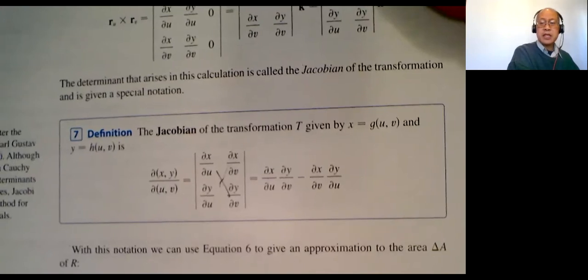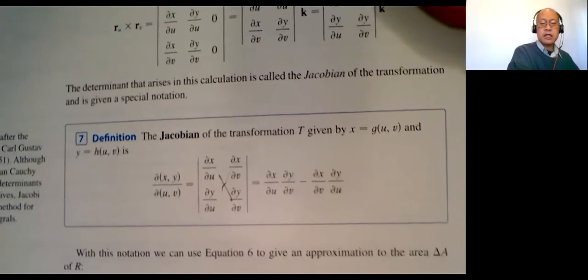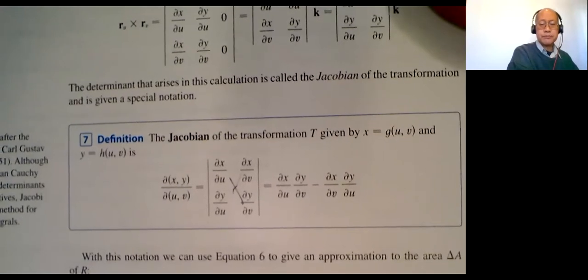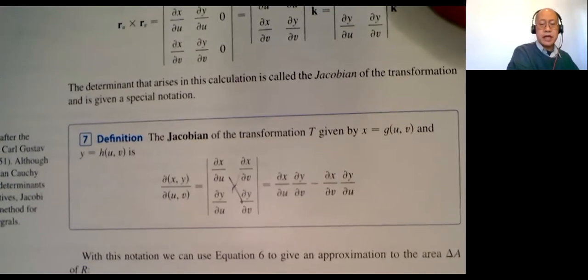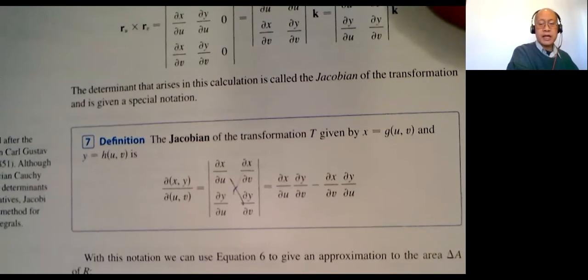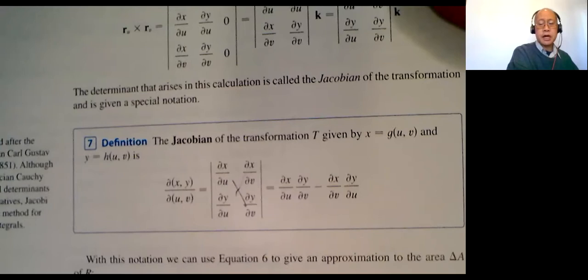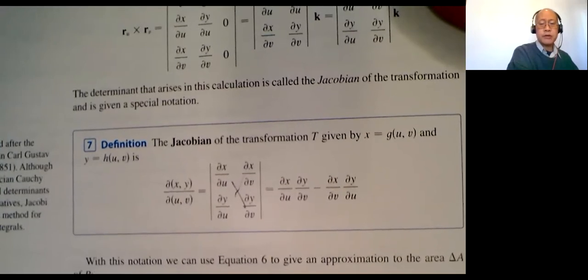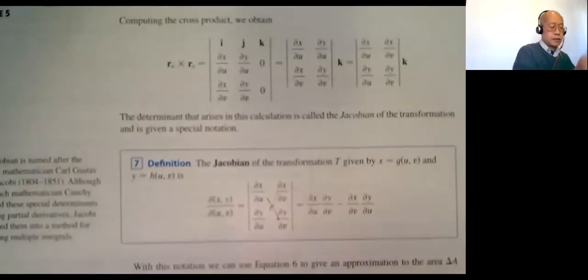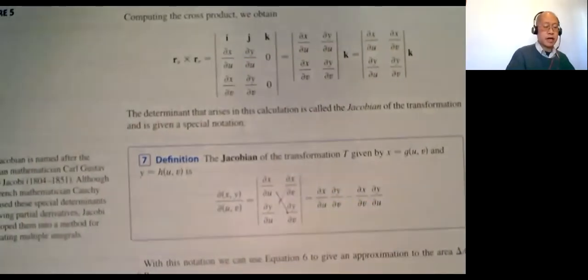where x is a function of u and v, y is a function of u and v. The partial of x, y with respect to u, v is: take everything on top, take the derivative of everything on the bottom. So partial of x with respect to u and v on the top, and then on the bottom, partial of y with respect to u and v. And it's a usual 2 by 2 determinant, right? So that times that minus that times that.